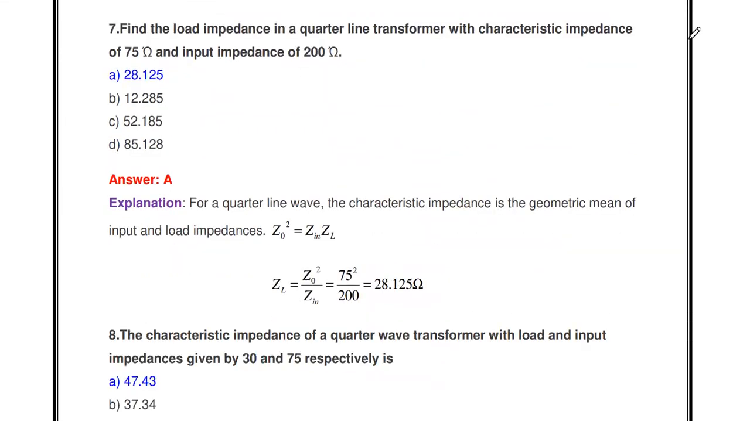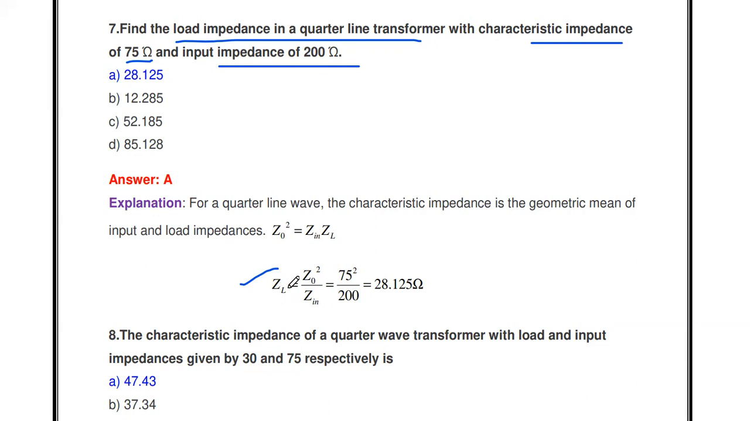The next question: find the load impedance in a Quarterwave transformer with characteristic impedance 75 ohms and input impedance 200 ohms. In this question, we have to find the load impedance ZL. The two given data are the characteristic impedance Z0 and the input impedance Zin. You know the formula for the Quarterwave transformer, Z0 squared is equal to Zin into ZL. From that we have to find ZL.